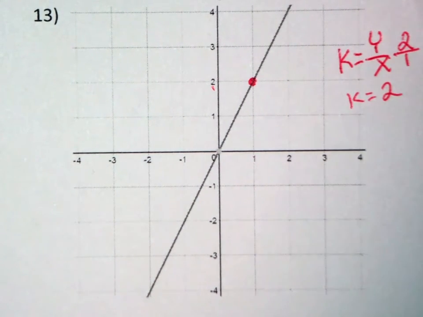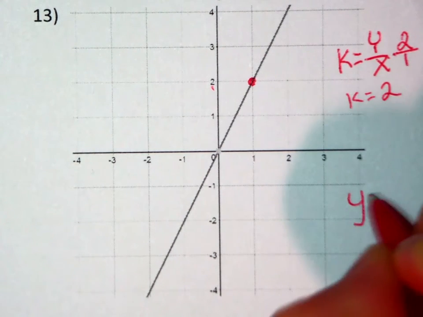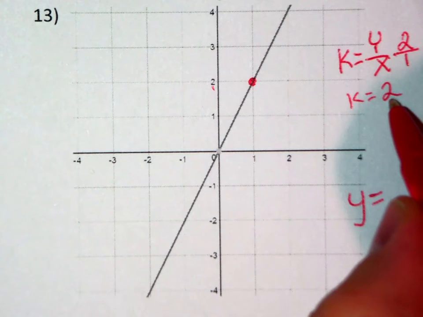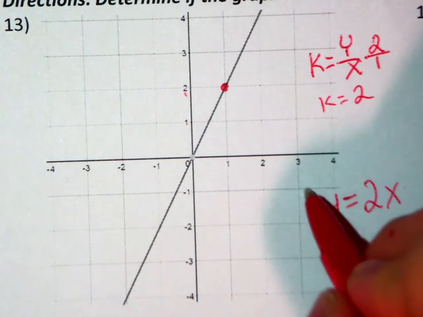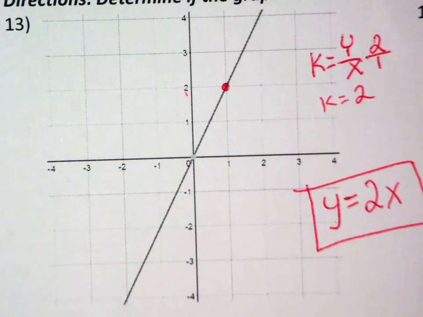And then we plug it into our equation. Y equals kx. So y equals, well, we just said the value of k was 2, x. That would be the equation of our line for the line given. That does demonstrate direct variation.